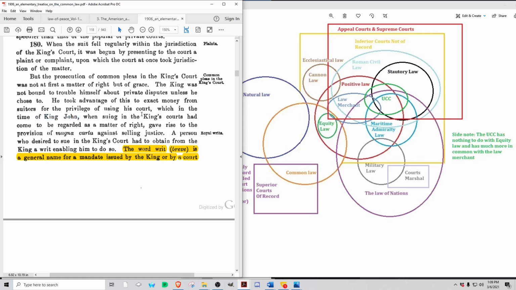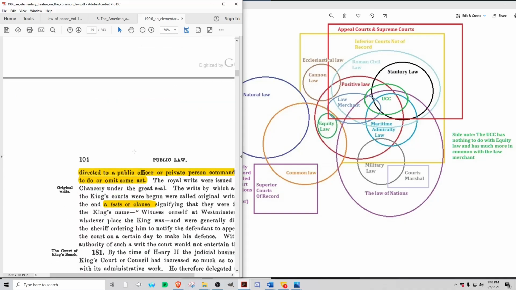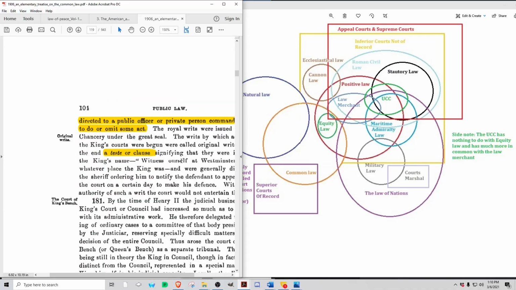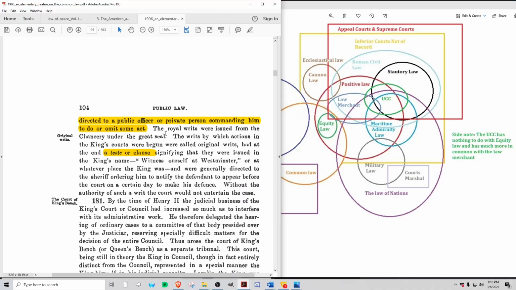So, a person who desired to sue in the king's court had to obtain from the king a writ enabling him to do so. The word writ, breve, is a general name for a mandate issued by the king or by a court directed to a public officer or private person, commanding him to do or omit some act. The royal writs were issued from the chancery under the Great Seal. The writs by which actions in the king's courts were begun were called original writs, and had at the end a what?